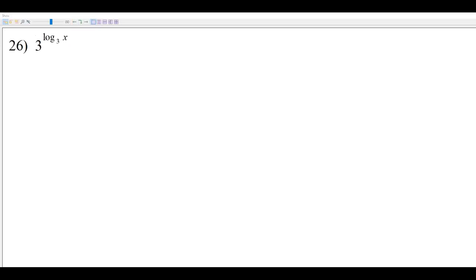26, we have another log property for this. Anytime you have a number being raised to a power and that power is a logarithm with a base that matches this number, these kind of undo each other, and you're left with just whatever is here, and in this case it's x. So the answer to this problem is x.